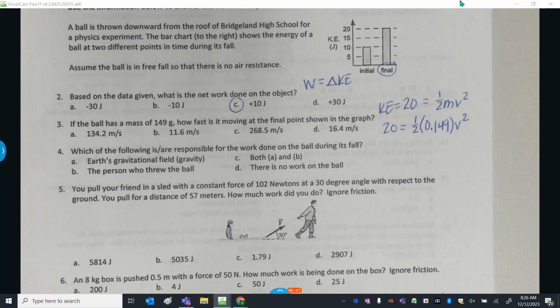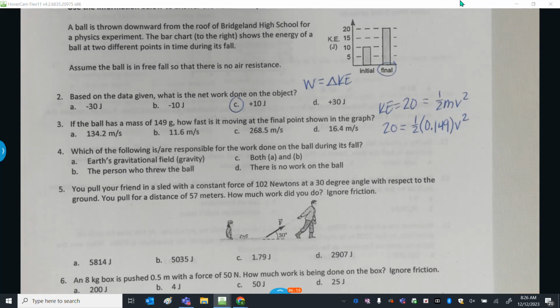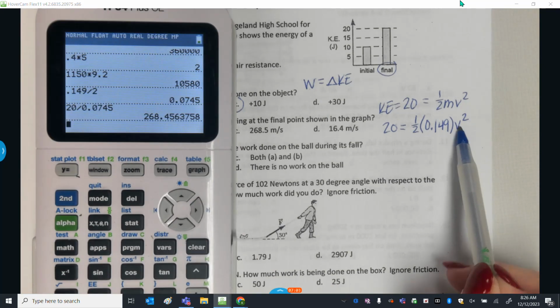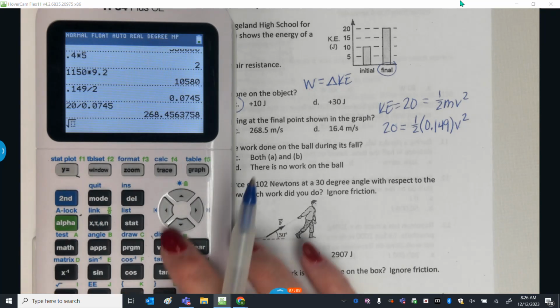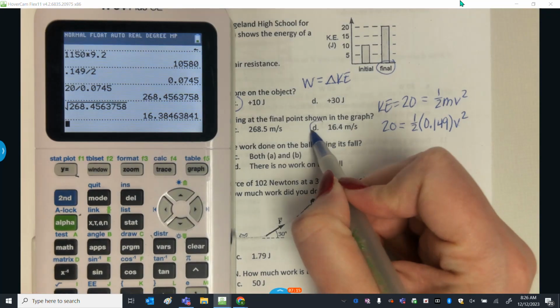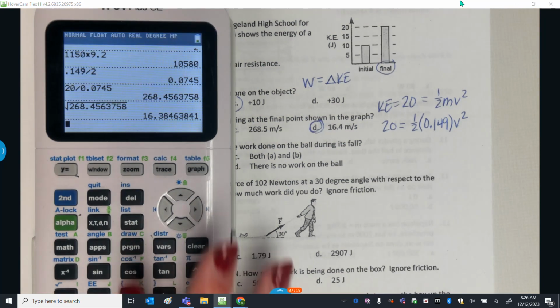Okay, so I'm going to get half of that 0.149. And then we're going to divide both sides by that number. So 20 divided by that number is equal to v squared. Not v squared, so if I want v, I'm going to take the square root of that number, and the velocity that I get is 16.38 or 16.4 meters per second. The answer should be D for number 3.